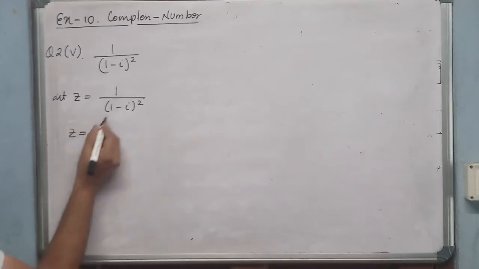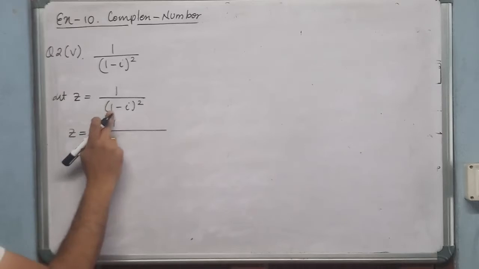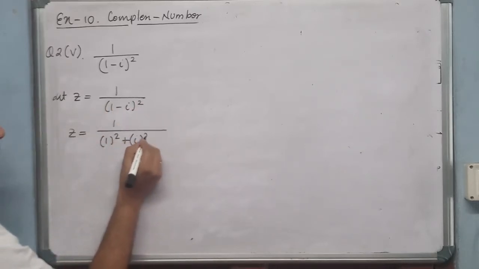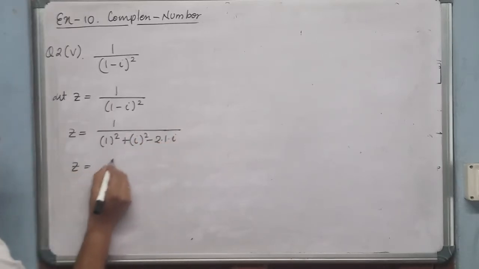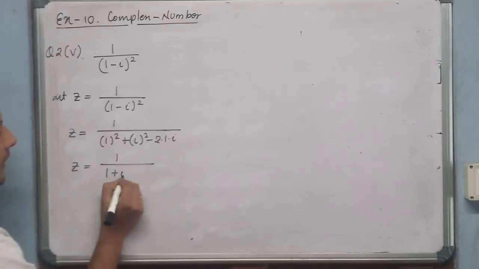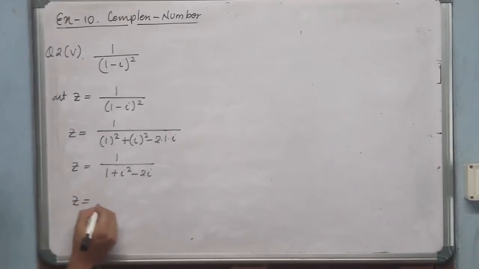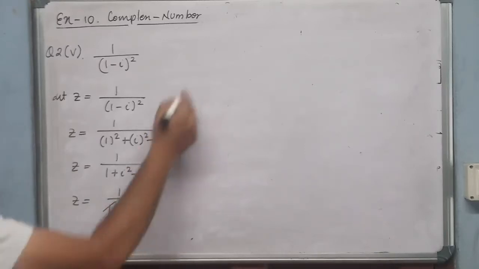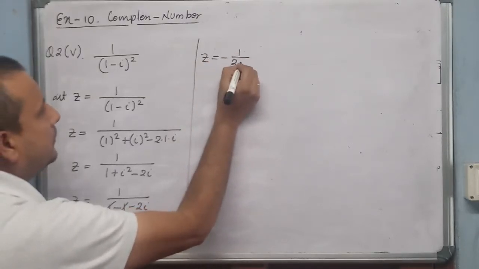Now z equals 1 over i minus 1, which is 1 minus i root 2. Then I'll use the formula (a minus b) whole square, it is a square plus b square minus 2ab. Now z equals 1 square is 1 plus i square minus 2i. Now z equals 1 over 1, the value of i square is minus 1, minus 2i. So now it is cancelled. Now we have z equals minus 1 over 2i.